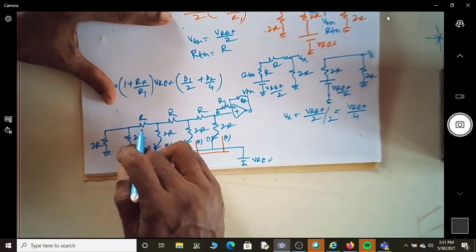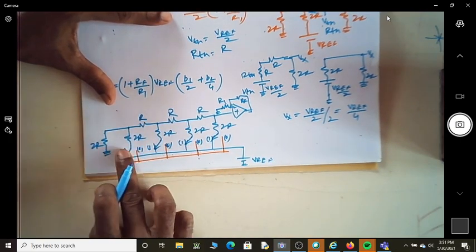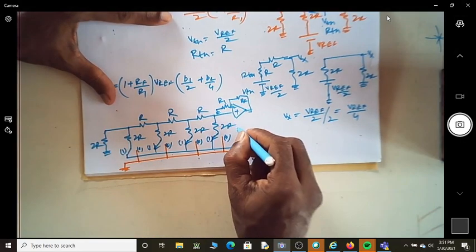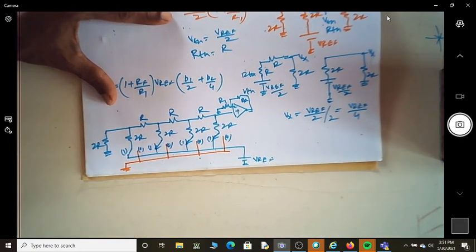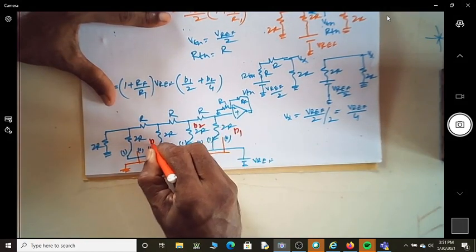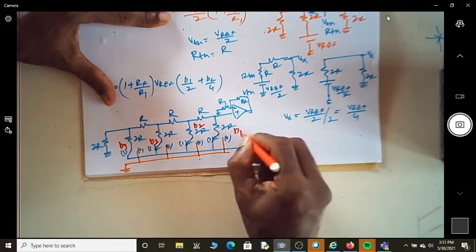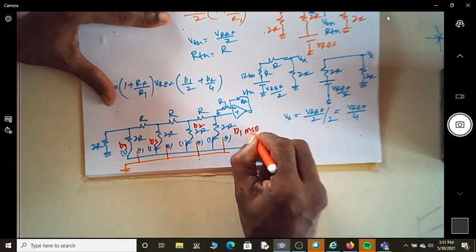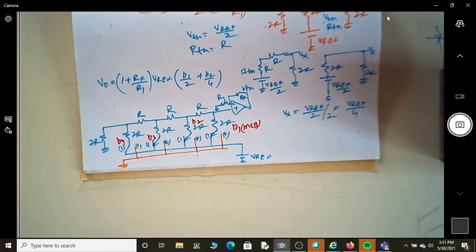If the bit is 0, it will come to ground. If the bit is 1, it will go to the reference. Now these are actually the bits B1, B2, B3 and B4. So B1 is actually the MSB bit. So this is the MSB bit.